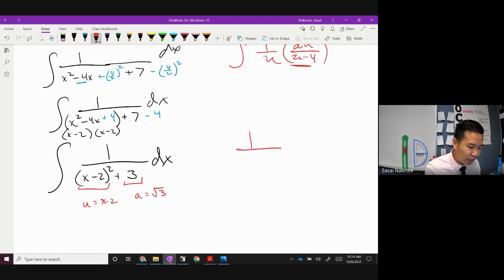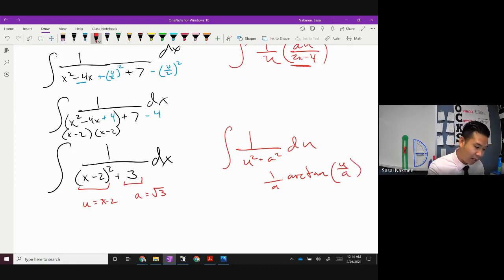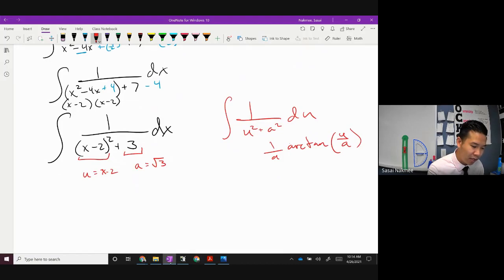If you look back at the other form of the integral using arctangent, it would be the integral of 1 over x squared plus a squared, or instead of x squared, let's call it u squared du. So this would be 1 over a times the arctangent of u over a. That's what's happening here. u is equal to x minus 2, a is equal to the square root of 3. This integral, thanks to completing the square, becomes 1 over the square root of 3 times the arctangent of x minus 2 over the square root of 3, plus c.